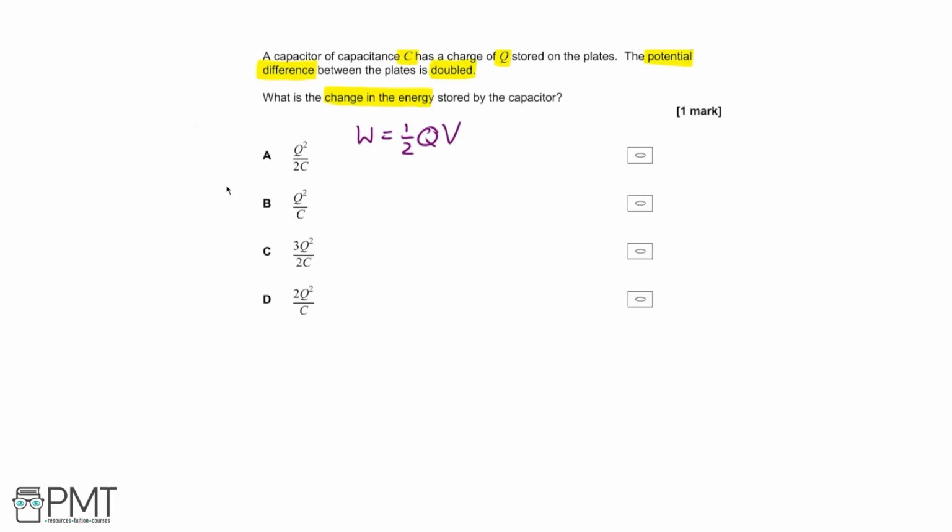Since whenever the potential difference is changed, it is also likely that the charge is going to change on the plates in this case, it is helpful to consider rewriting this equation in terms of the capacitance, a quantity which will not change. To do so, we can use the equation C is equal to Q over V and rearrange for Q or V respectively. So that gives us either Q is equal to CV or V is equal to Q divided by C.